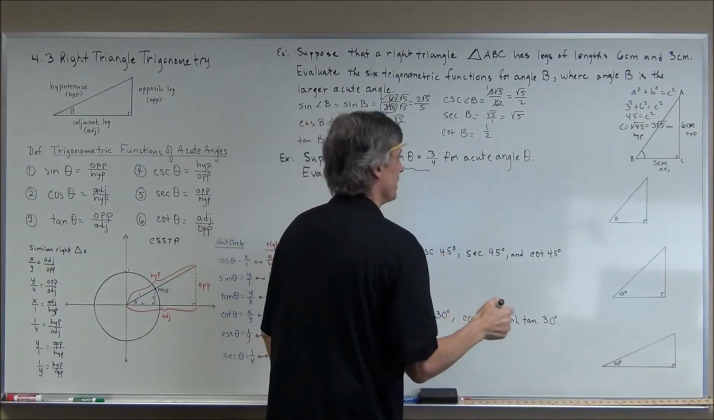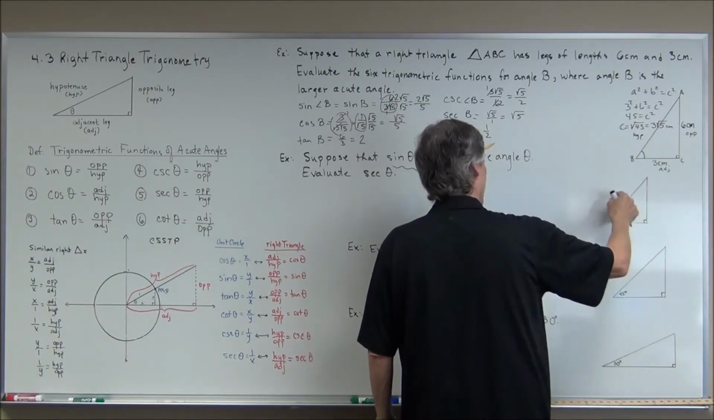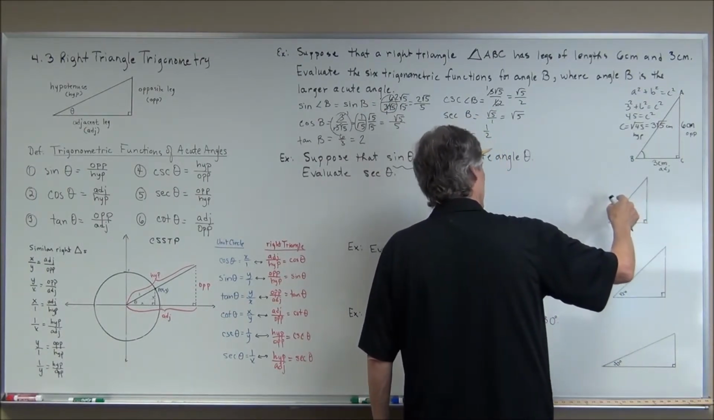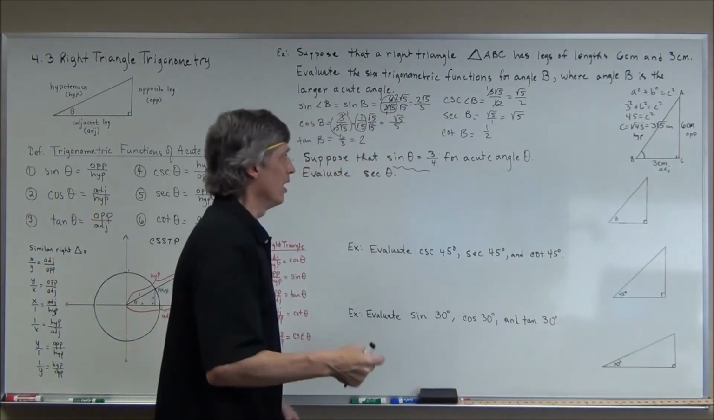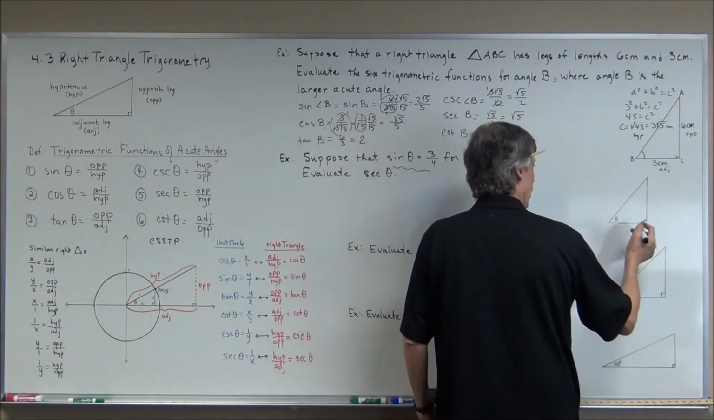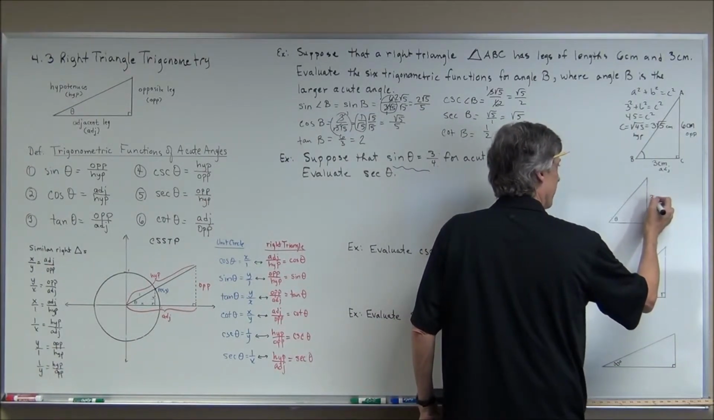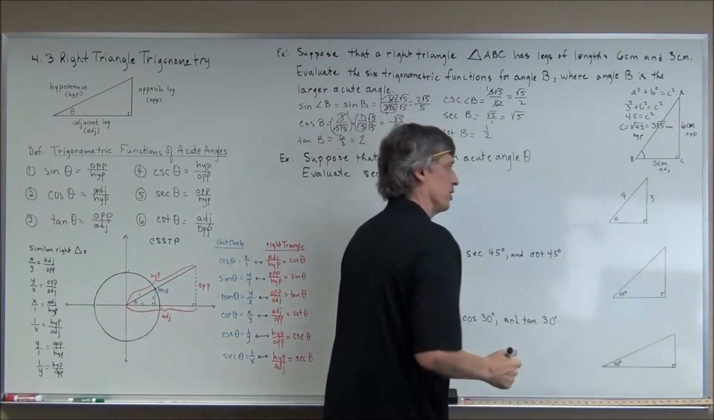Now that doesn't mean that this side is 3 and this side is 4. This side could be 6 and this could be 8, or this could be 9 and this could be 12. But it's in that ratio of 3 to 4. It would simplify to 3 to 4. It might have a common factor. So, if you'd like, you can write 3 and 4, which is what I prefer to do, or you can write 3x and 4x, so you have that extra factor.